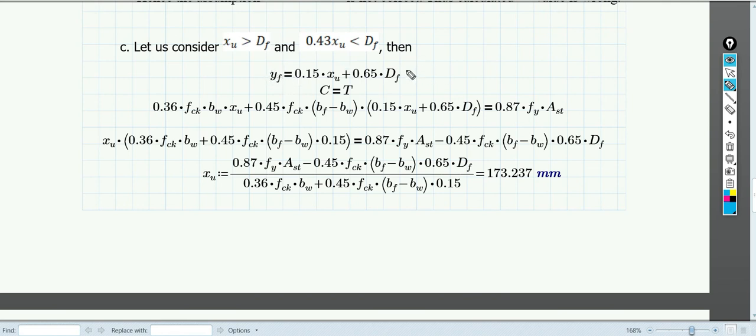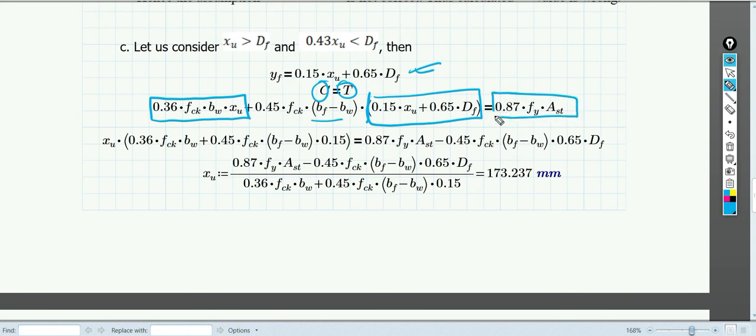So let's first see that Yf is equal to this one. Fine. So in our case, compression force should be equal to the tension force. Now, what is the compression force? Basically for the rectangle it is 0.36 fck bw Xu, plus 0.45 fck (bf minus bw) into Yf, which replaces the initial Df, so Yf becomes 0.15 Xu plus 0.65 Df, equal to 0.87 fy Ast.